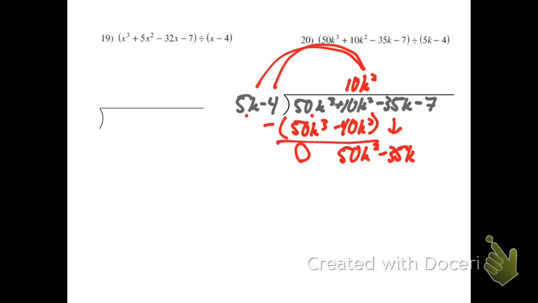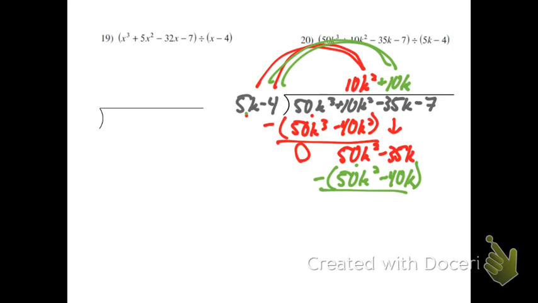So, next up, what do you multiply by 5k to get 50k squared? So that's just going to be a positive 10k. 10k times 5k is 50k to the second. And then 10k times negative 4 is negative 40k. Okay, so when we subtract, we get a 0 there. But then if I have negative 35k minus negative 40k, that turns into a plus, so it's going to be 5k. And then I drop down my negative 7.